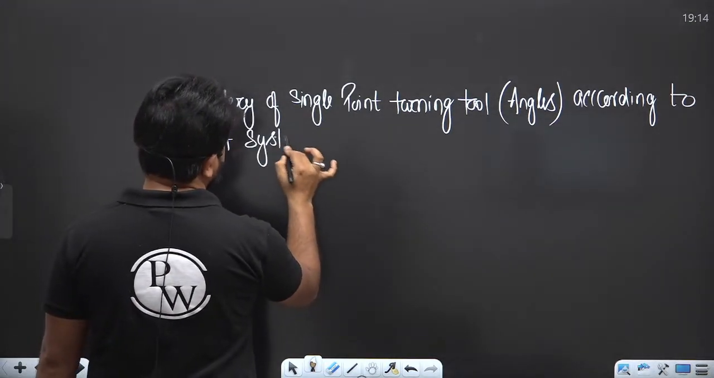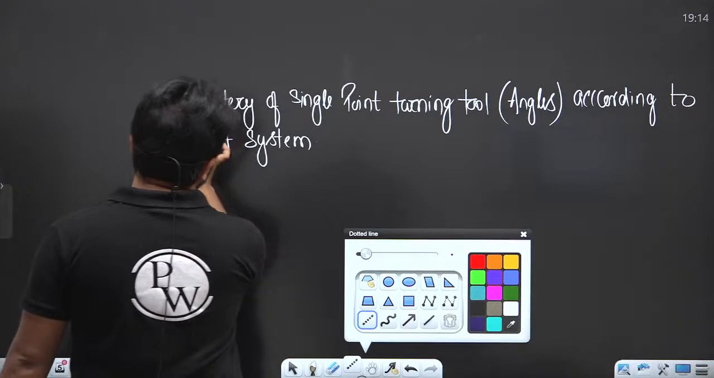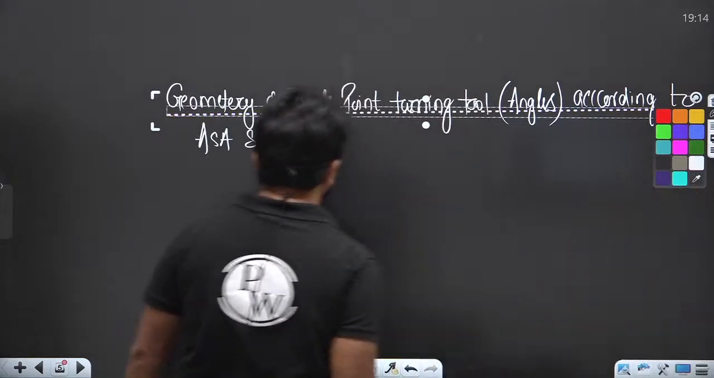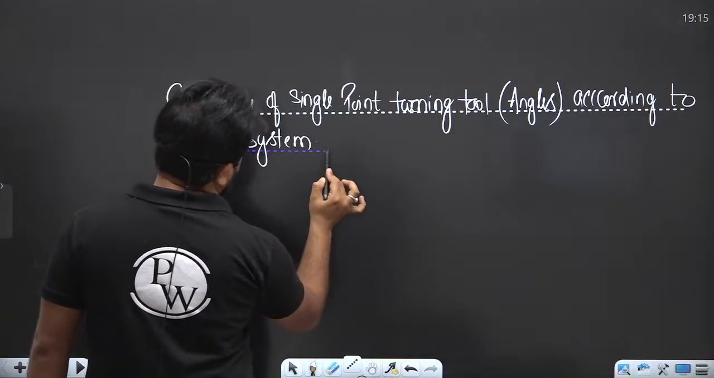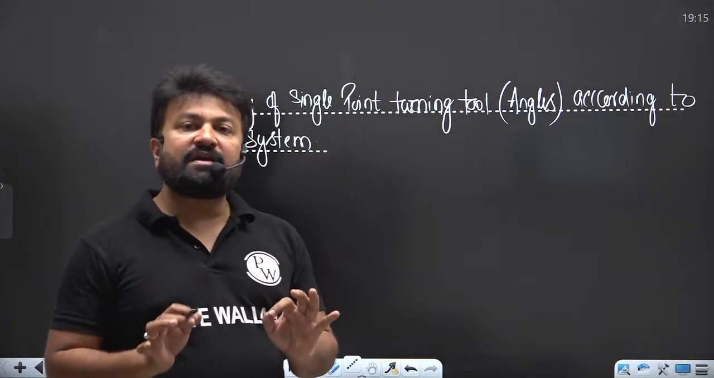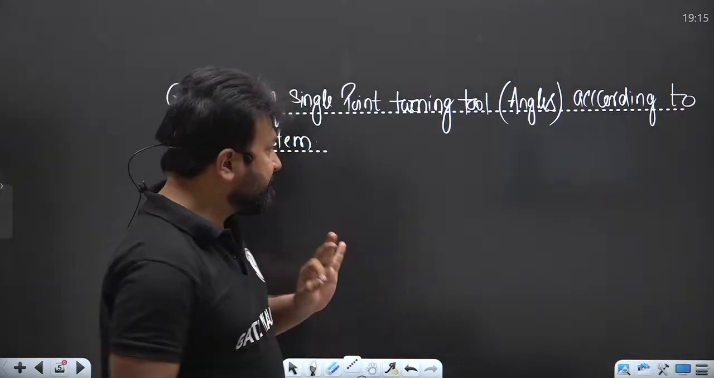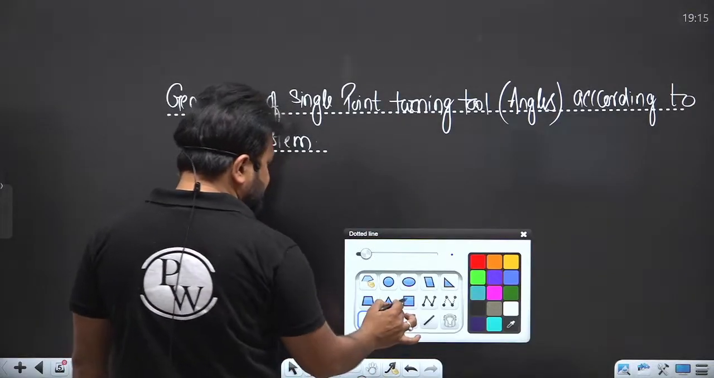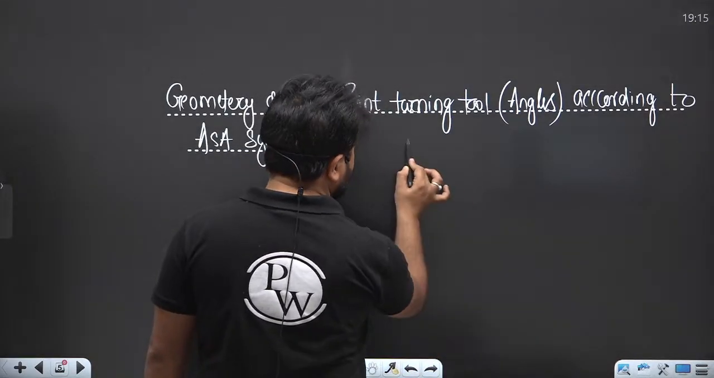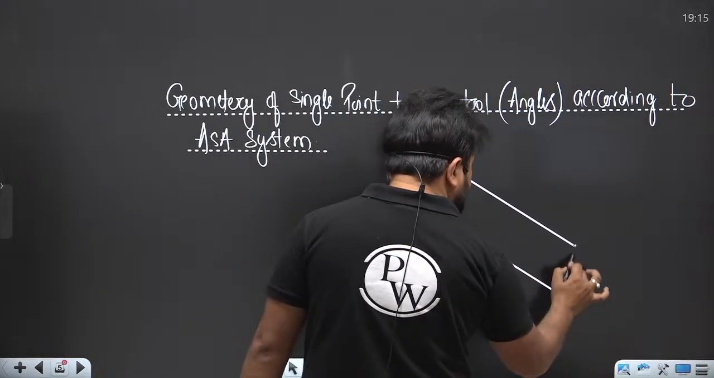According to the ASA system, please try to understand this point which I'm explaining here. Basically, the angles of a turning tool are understood in planes which are mutually perpendicular. In the ASA system there will be three planes which are perpendicular to each other. Try to understand this point very carefully.